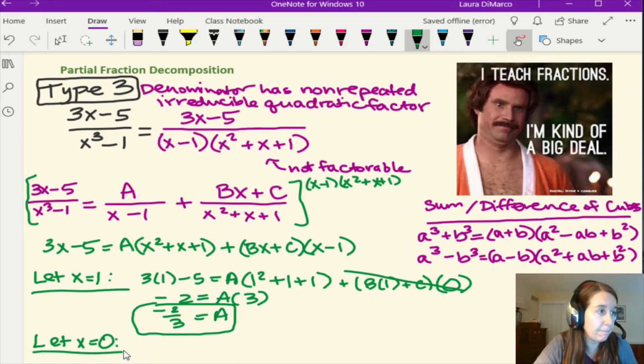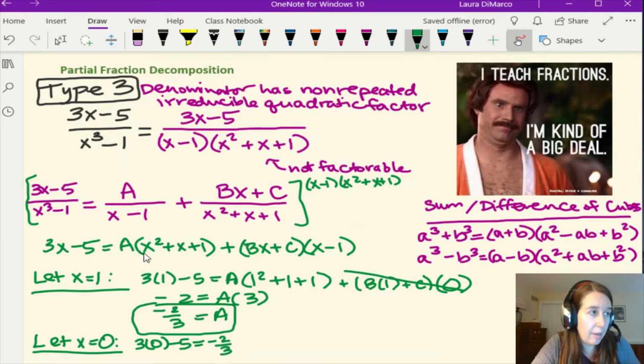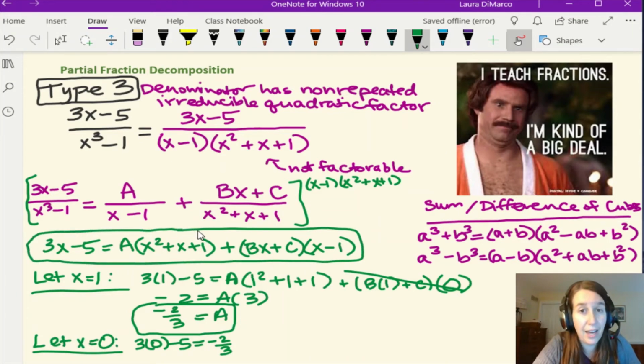Okay, so that's 3 times 0 minus 5 on the left, and then a is negative 2/3. And then remember, I sometimes highlight this equation or box it because I need to keep going back to that equation, okay? So I'm still using this equation. So when I put in 0, that's 0, 0, and 1. So that's just negative 2/3 times 1. And then plus b times 0 plus c times 0 minus 1, so negative 1.